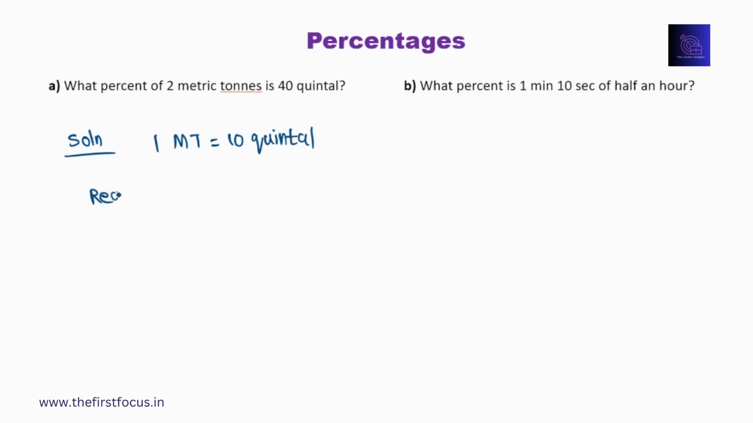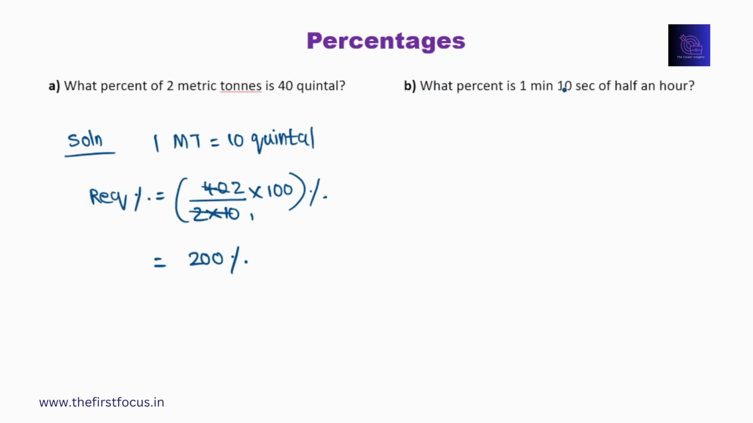Then our required percentage is 40 divided by 2 metric ton, that is 2 into 10, into 100. We get 200%.